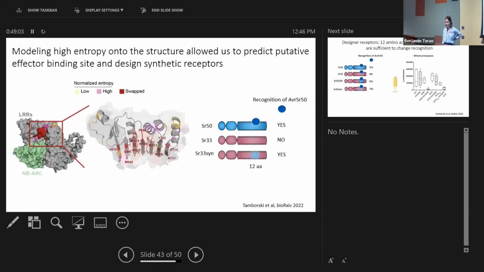And what she did then, she said, okay, if we take this predicted ligand binding site from SR50 and we create a synthetic construct where we just replace this 12 binding, it was initially 11 residues. I'll tell you about the one that became really important in this distant homolog. Can we change the specificity? Can we basically make this paralog recognize now the ligand? And the quick answer is yes.